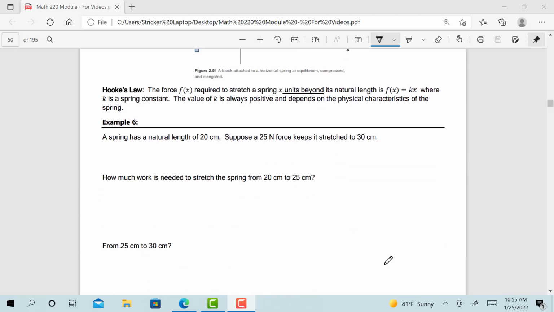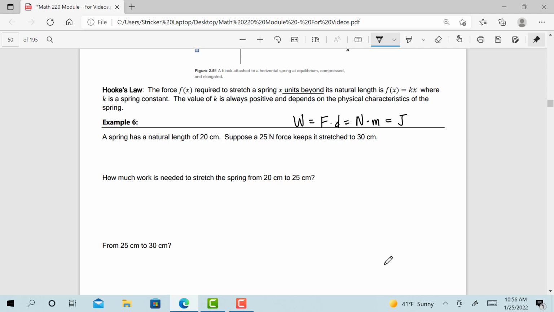It says a spring has a natural length of 20 centimeters. Suppose that a 25 Newton force keeps it stretched to 30 centimeters. One thing we want to remember is what we know about units. Remember, work equals force times distance. The units on force are newtons, and typically the units on distance are meters. A newton meter, do you remember what that is? A newton times a meter is a joule.